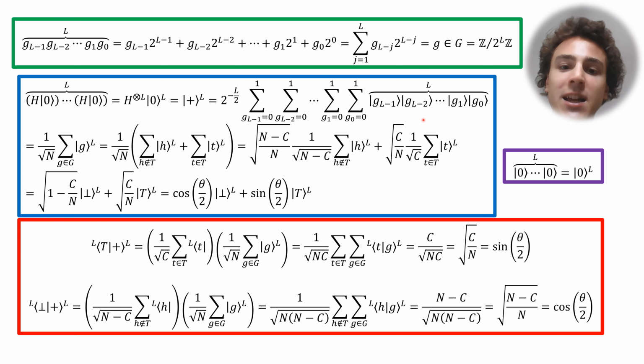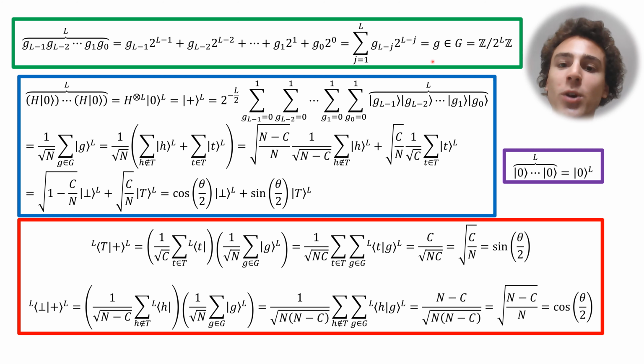Let's have a look at this expression over here. We're summing over bits. So all of these values that are indices in these sums, they are bits. They can be either 0 or 1. And we're actually summing over all of the bits that form an L-bit string. So this L-bit string, shown in the green box at the top, is a binary representation of an element of the set G. And the set G is actually the integers mod 2 to the L.